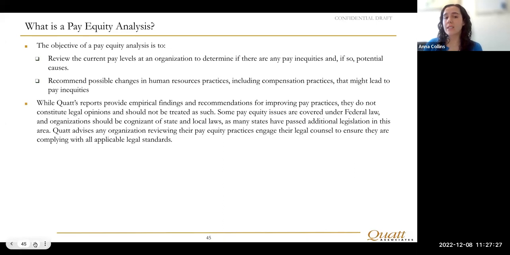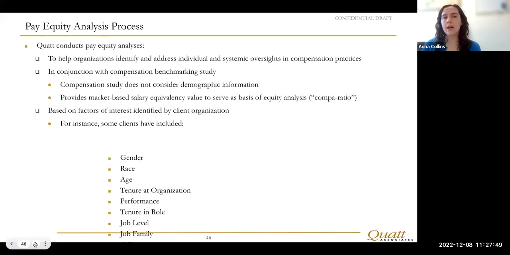What a pay equity analysis is not is a legal opinion stamp of approval that says, yes, you're perfect, there are no inequities, because there are a lot of federal and local regulations around pay equity, and it's something that really should be continually monitored, not "we checked it once a long time ago and it's fine." So on the next slide, I'll get into the process of conducting a pay equity analysis.